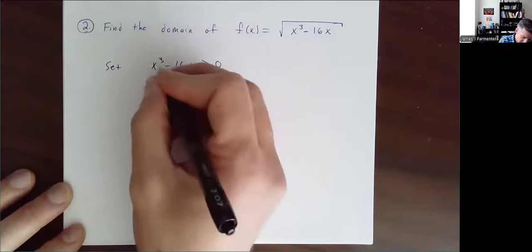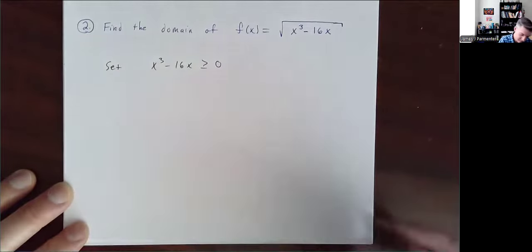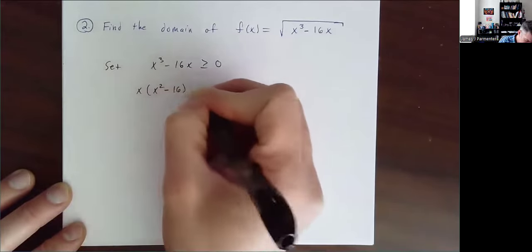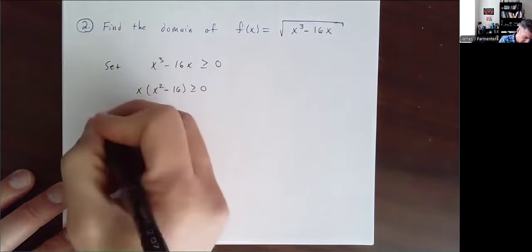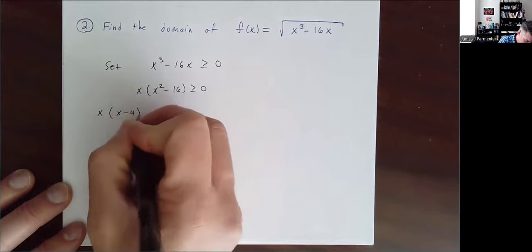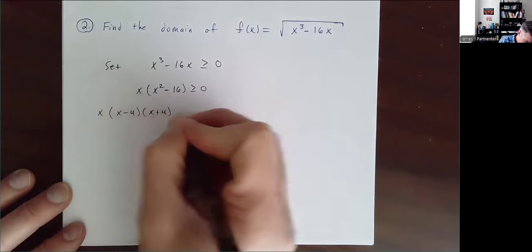First I can see that both of these terms have an x. I'm going to factor out an x. I'm left with x squared minus 16. And then I'm going to factor this further. We should always factor as much as possible. X squared minus 16 factors as x minus 4 times x plus 4.